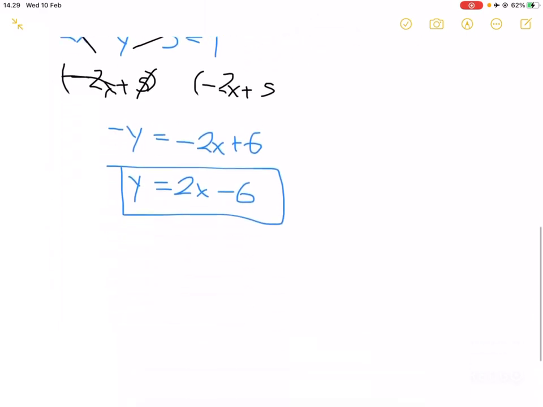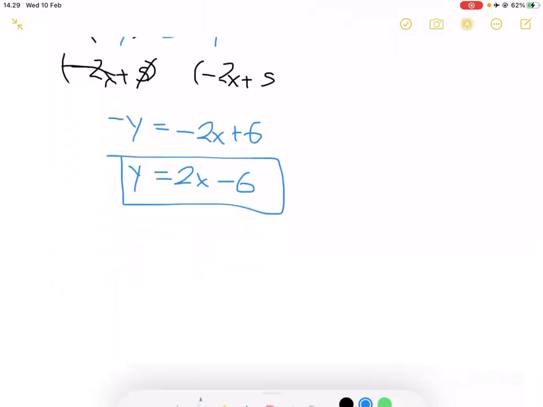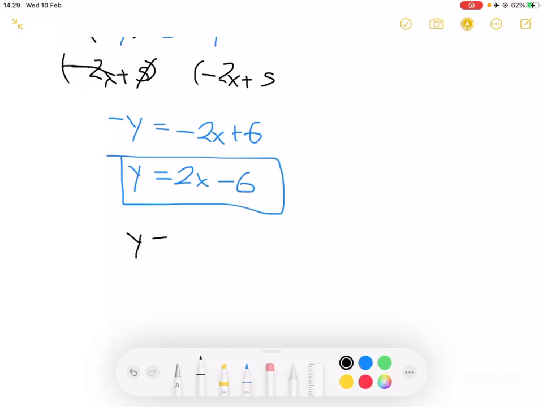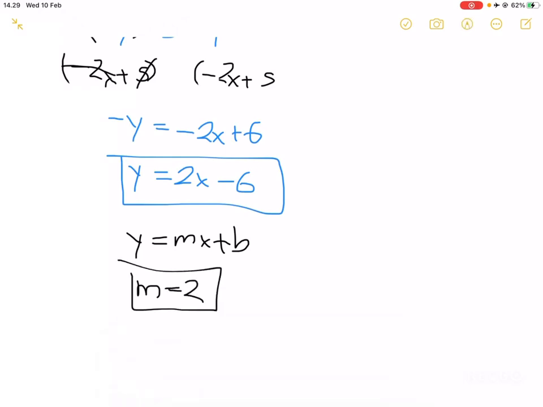So if you know our point source formula, which is y equals mx plus b, m is the gradient, b is the y-intercept. So by comparing coefficients, we know that our gradient must be equal to 2. So this is our answer for part C.